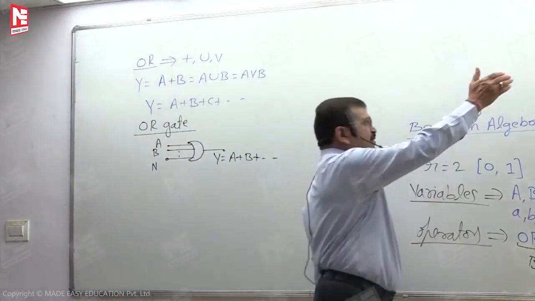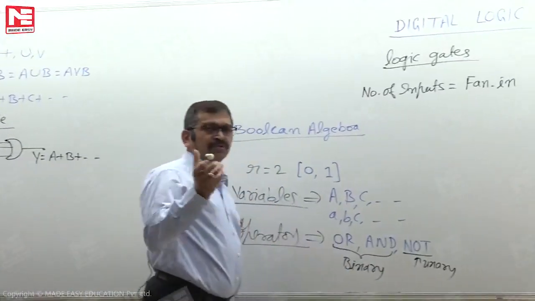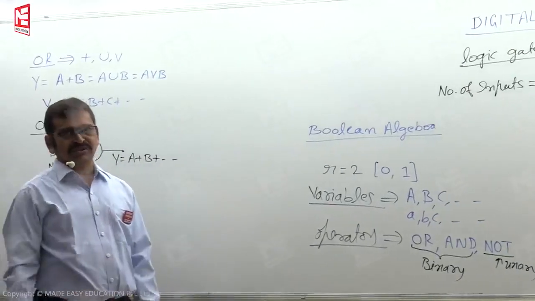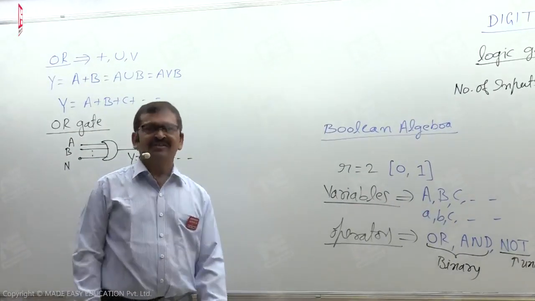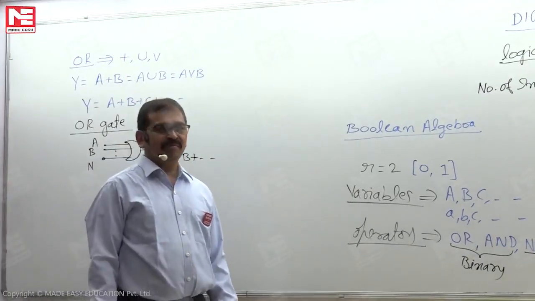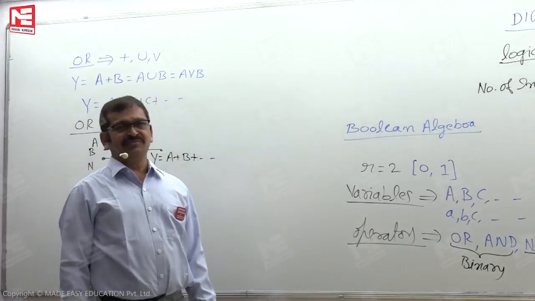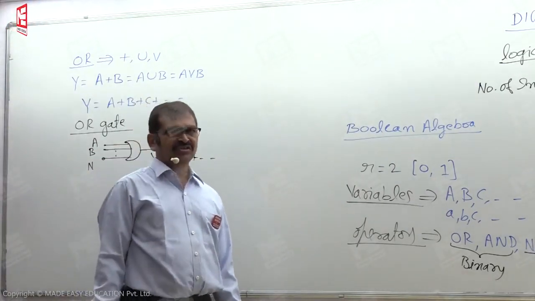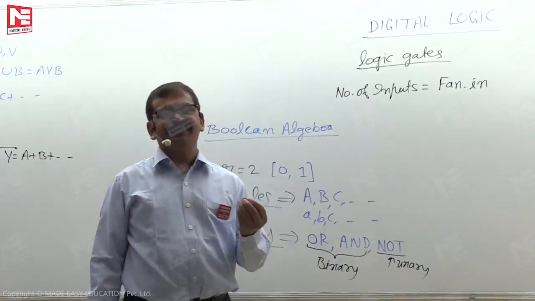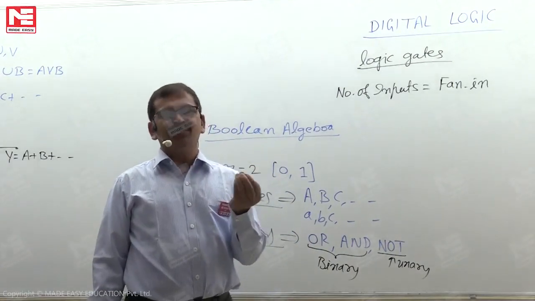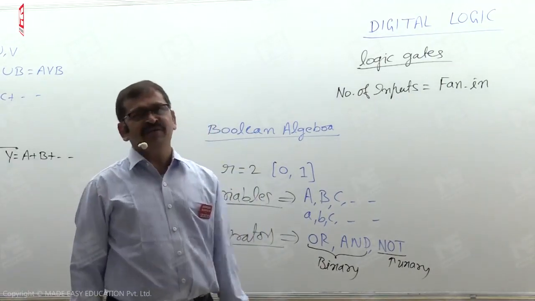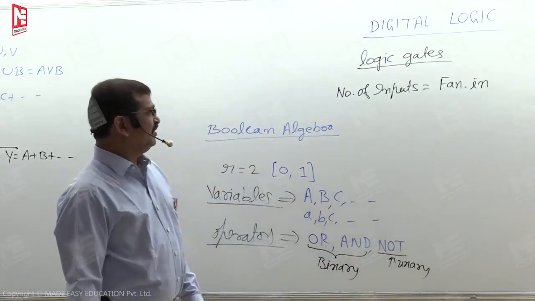These logic gates are basically built by using electronic devices such as semiconductor PN junction diodes, bipolar junction transistors, or field effect transistors. Basically, the logic gates are implemented by using semiconductor devices such as diodes and transistors. The transistors may be BJT or field effect transistors.